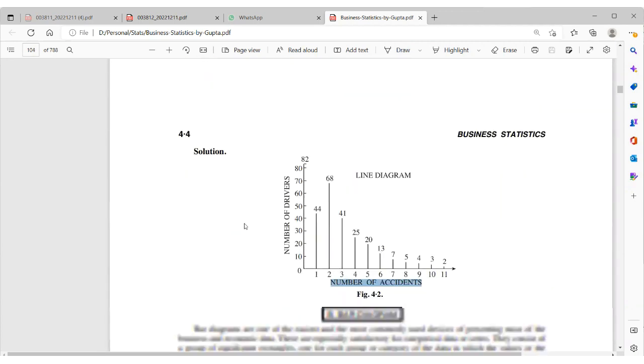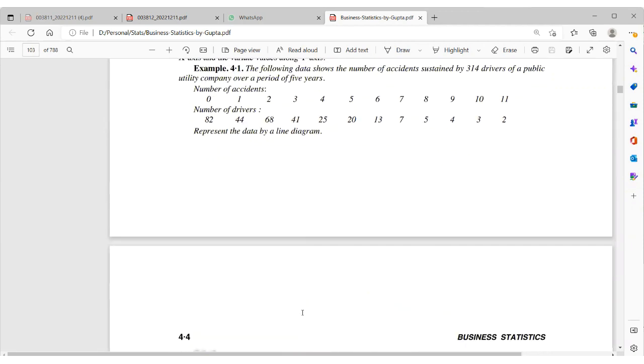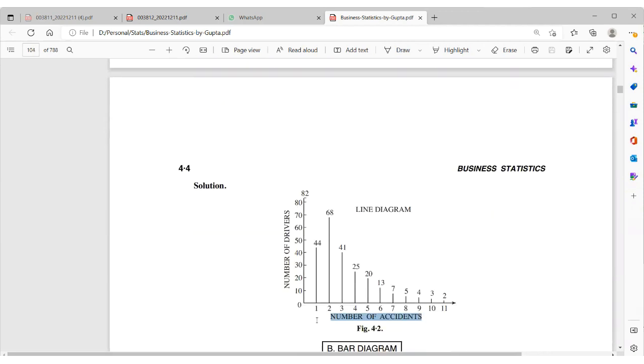Zero accidents, 82. Zero is here, 82 this. We just put a mark or make this line dark. Similarly, 1 accident having 44 drivers. So 1 accident having 44, up to 44, we make one vertical line.